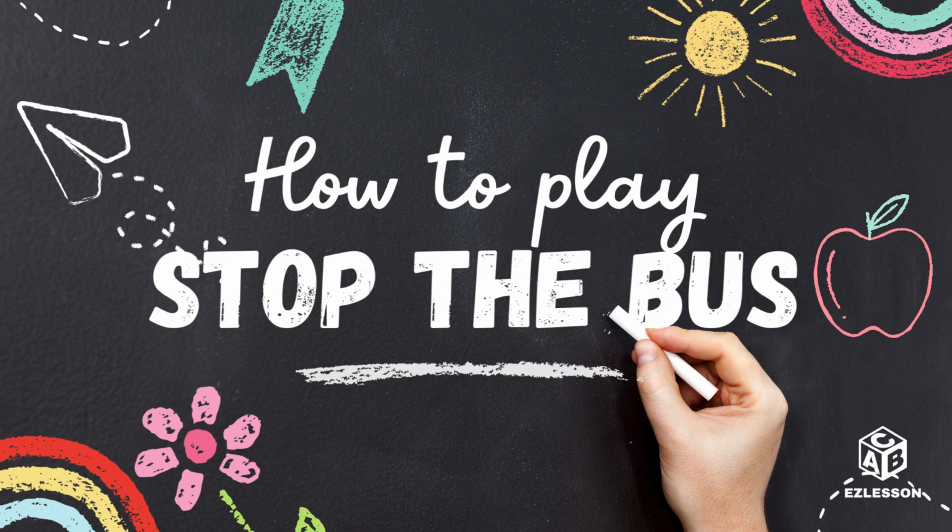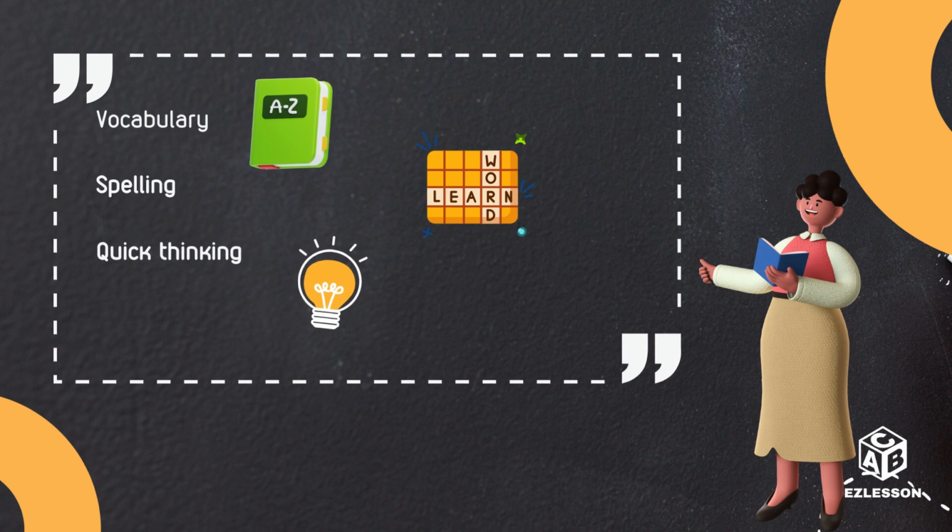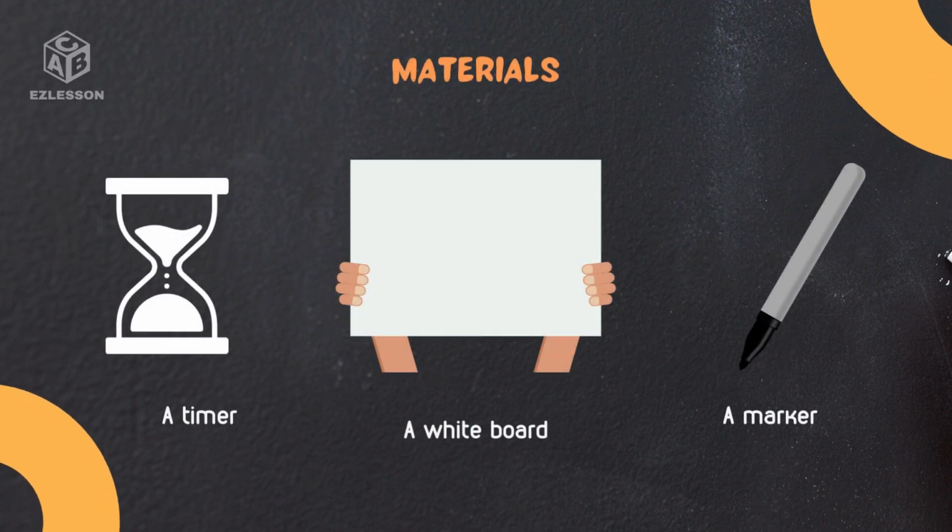Today, we're diving into a classic game with a twist: Stop the Bus. This game is perfect for enhancing vocabulary, spelling, and quick thinking among your students. Let's get started. First, let's talk about what you'll need. Honestly, it's pretty simple: a whiteboard, marker, and a timer. That's it. You can also play this game just with pen and paper or any digital device if your classroom is more tech-oriented.